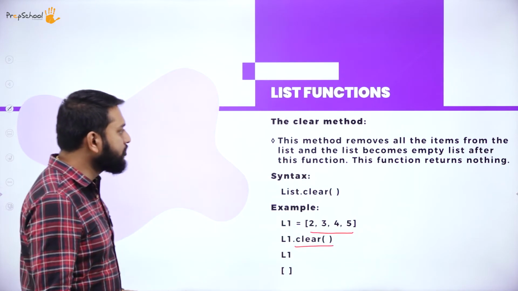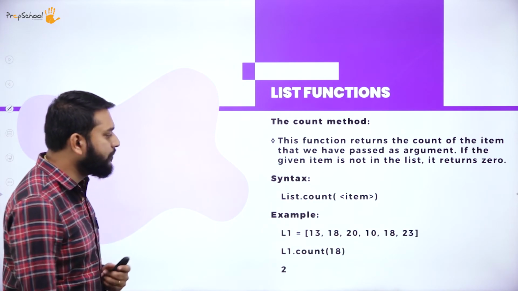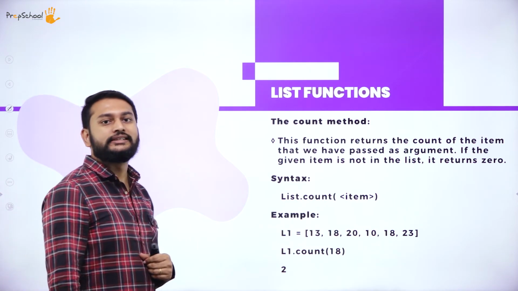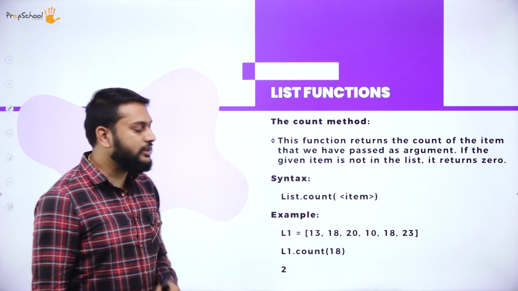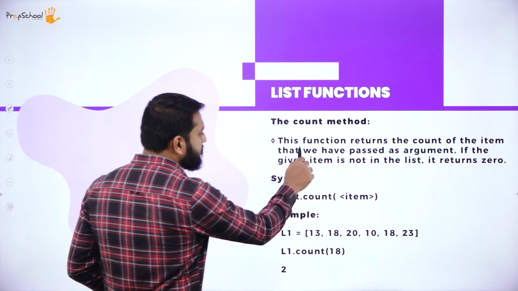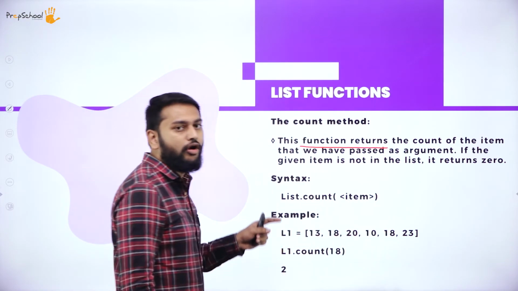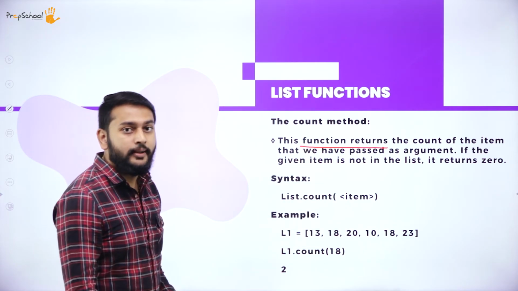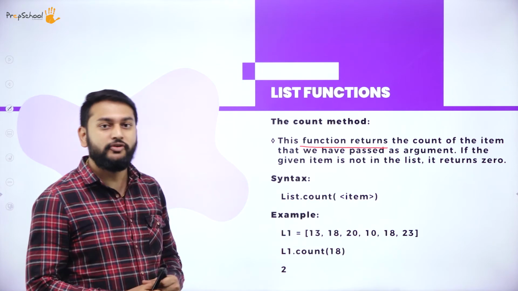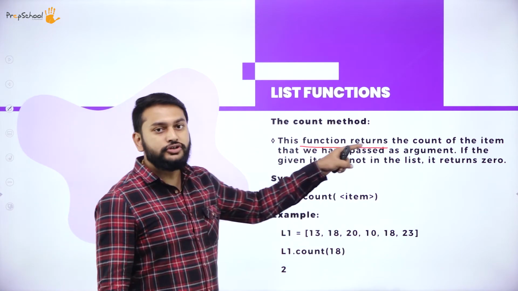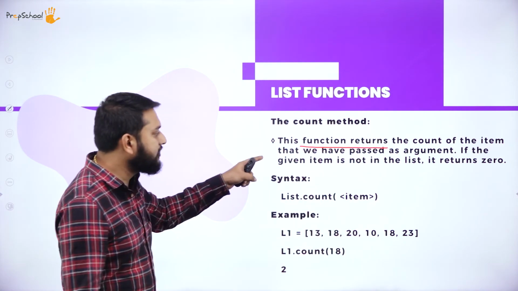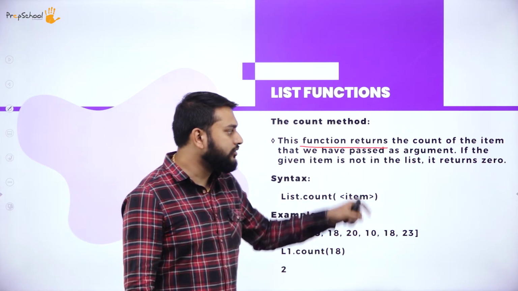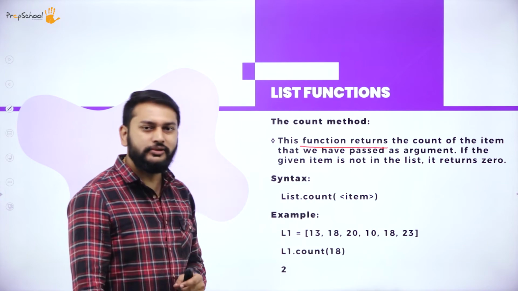So moving on to the next one, I have the count method. Please understand, why do we use this count method? This function returns the count of the item that we have passed as an argument. Please understand, I will repeat the statement for you. The count function returns the count of the item that we have passed as an argument. If the given item is not there in the list, it returns 0. What is the meaning of it?